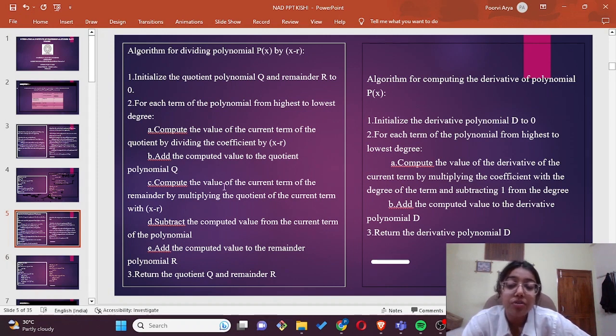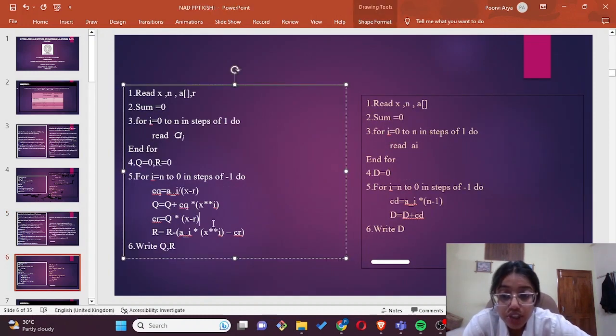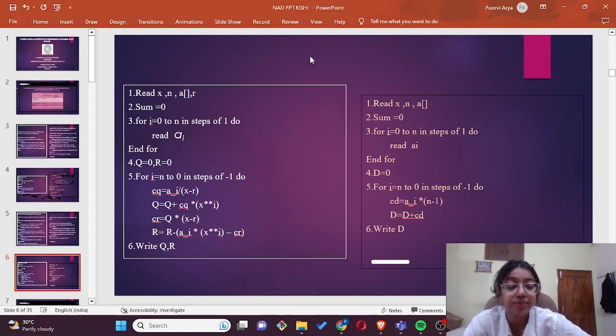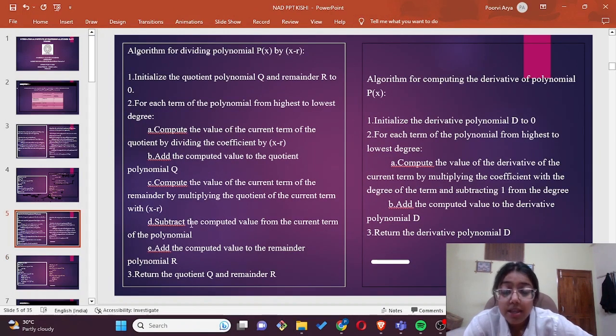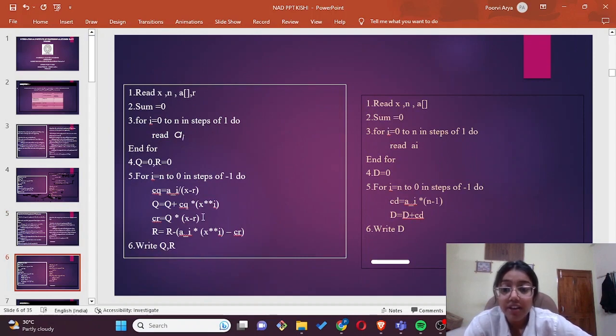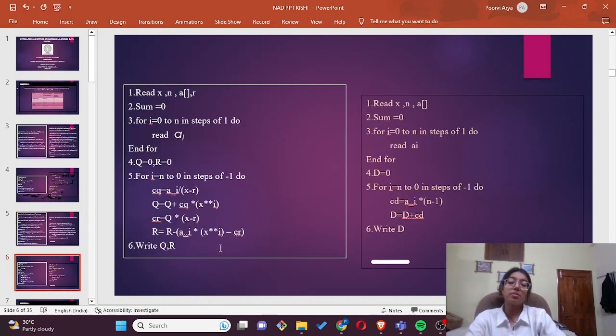Compute the value of current term of remainder by multiplying the quotient of the current term. We multiplied with x minus r. See, quotient multiplied by x minus r. Subtract the computed value from the current term of the polynomial and then add the computed value to the remainder. We subtracted this value from the current term and then we added it to the remainder. Return the quotient and the remainder. Then the quotient and remainder are returned. We get q, comma, r.